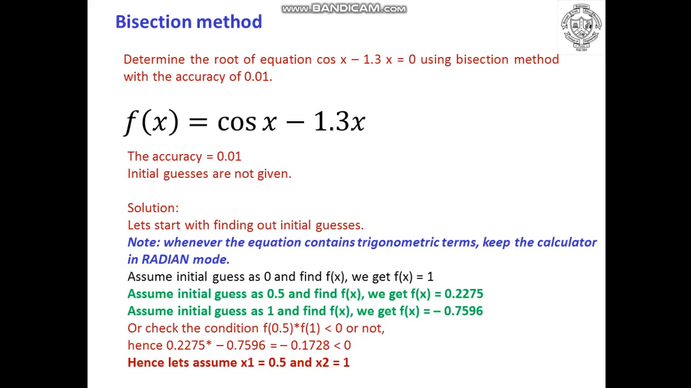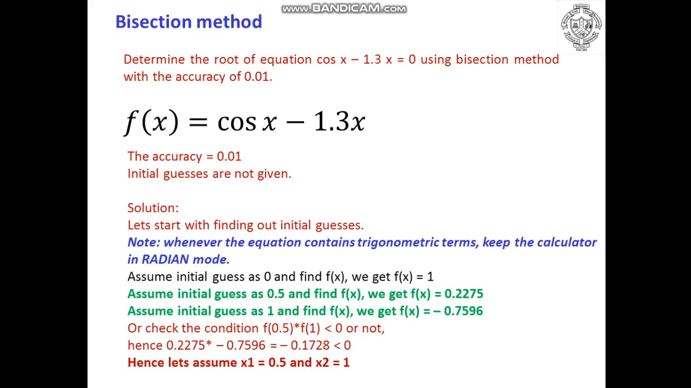So as we know that function is cos x minus 1.3x and accuracy is given, that is 0.01, but the initial cases are not given. So now let us start solving this particular example using bisection method. So let us start with finding out the initial cases.